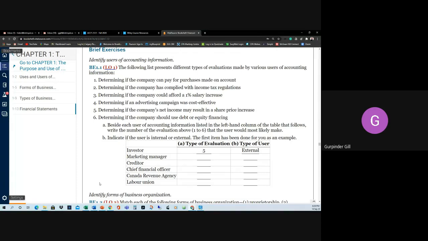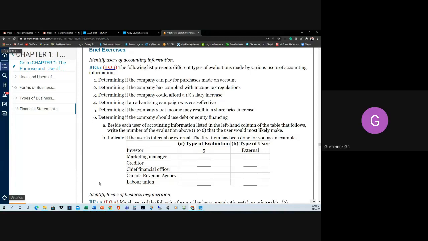Number three, determining if the company could afford a 1% salary increase. This one is fairly easy too. That one would probably be labor union, right? That will be the labor union, exactly. Okay, so when the labor unions look at the information, it's the same. So labor union, would that be internal or external? What do you think?